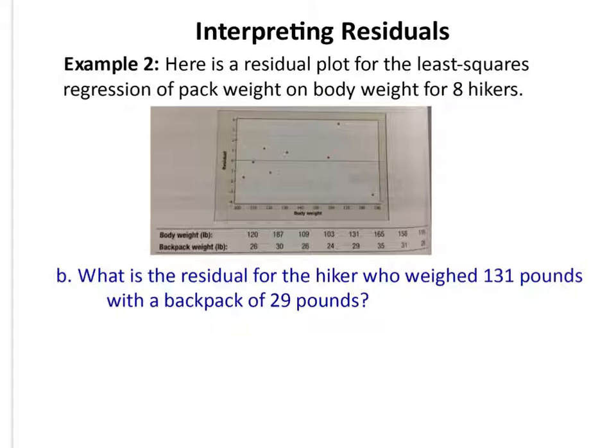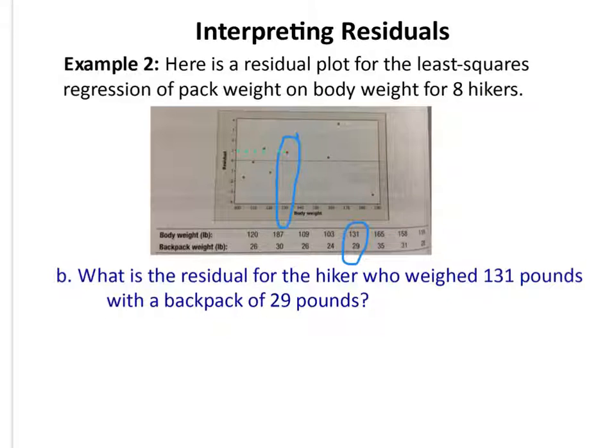Another way that we could interpret residuals, given a residual plot, is being asked something like what's in B. It says, what is the residual for the hiker who weighed 131 pounds with a backpack of 29 pounds? Well, if I go to my graph and I look at where 131 pounds would be, it would be that point right there, and it's referring to this hiker right here. Well, the residual is above the 0 line, and it's right around 1.